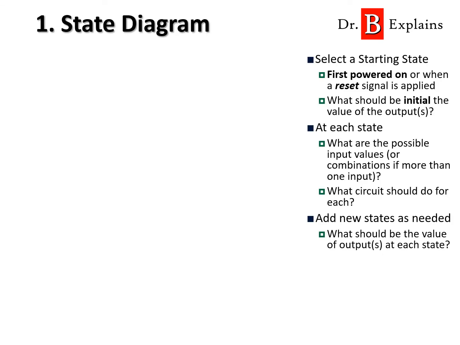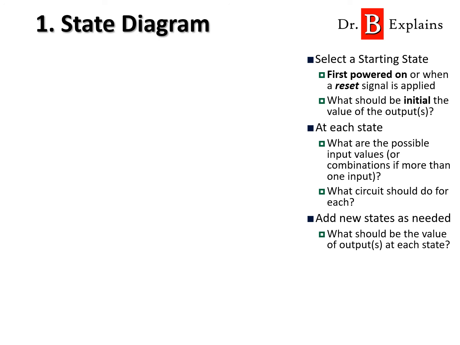So we start with the state diagram. And as in a previous video, we need to start from a first state, that is where or when our system is going to be first powered on, or if we press a reset signal. Okay, and we need to think about the initial value of the output or outputs. At each of the states, we need to consider all the possible input value combinations and also what the circuit should do for each of these combinations. Also, we can add states as needed.